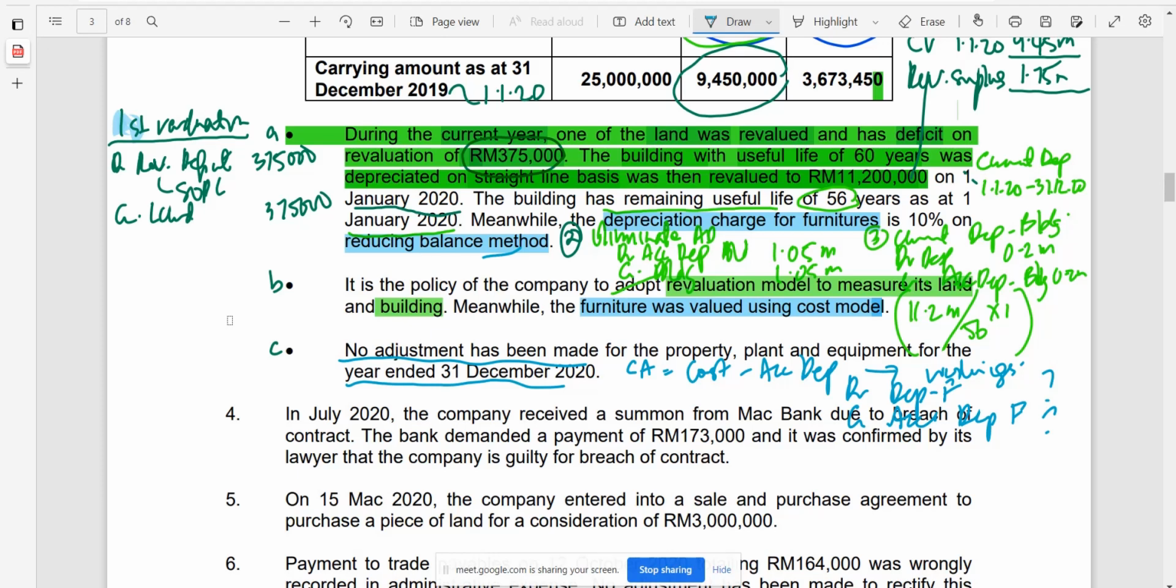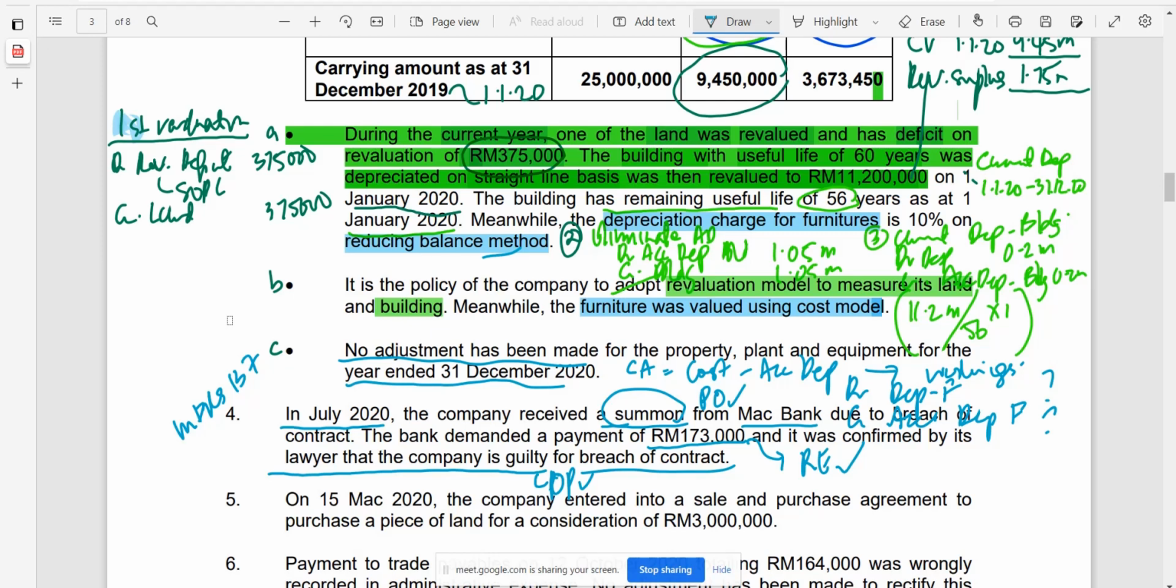So number 4 is MFRS 137, which is on provision, contingent asset and contingent liabilities. In the current year, July 2020, you receive a summons from Mac Bank. This summons is showing there is a present obligation, a legal obligation because of the breach in contract. The bank demanded a payment of 173, and it was confirmed by your lawyer that the company is guilty for the breach of contract. So the outflow is probable, and the reliable estimate has also been confirmed.